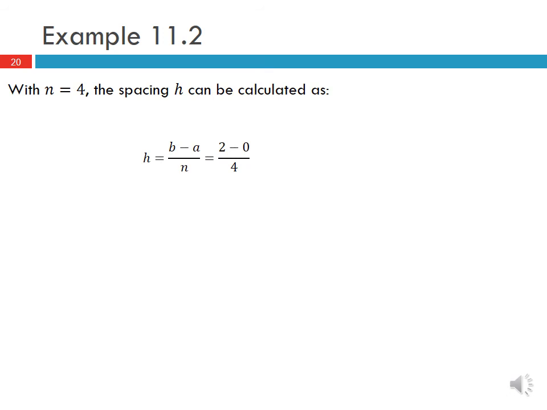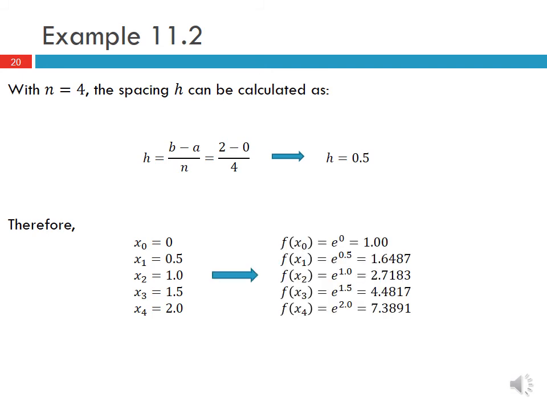So first, with n equals 4, the spacing h is calculated as shown here. So h is equal to (b minus a) over n. In this case, h is equal to 0.5. Then if h is equal to 0.5, we have all of our data points at a spacing of 0.5, and we can find the function values at all of those data points as shown here.